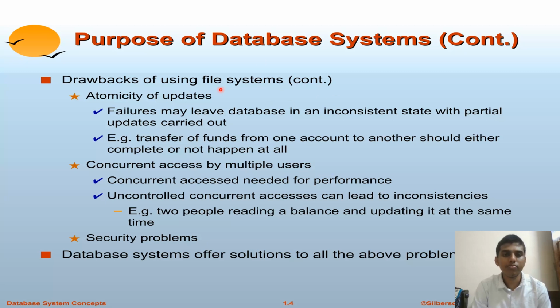Now some more drawbacks of file systems. Atomicity of updates. For example, transfer of funds from one account to another should either complete or not happen at all. Concurrent access by multiple users. Concurrent access is needed for performance. Uncontrolled concurrent access can lead to inconsistencies. For example, two people reading a balance and updating it at the same time. Security problems. Next, database systems offer solutions to all the above mentioned problems.